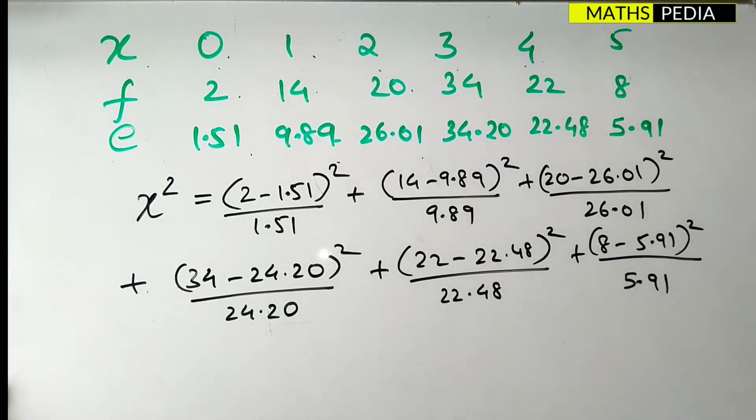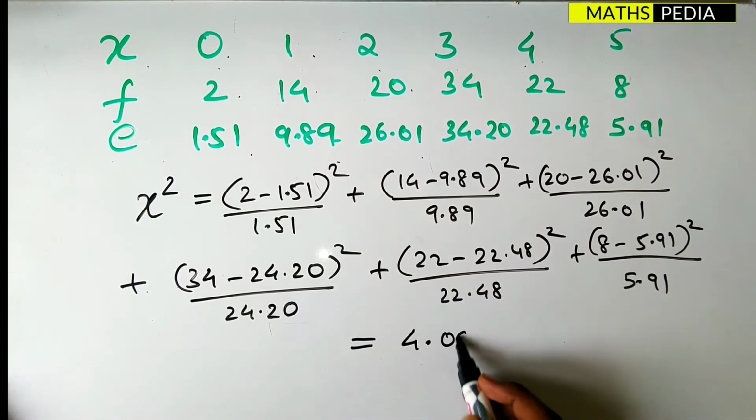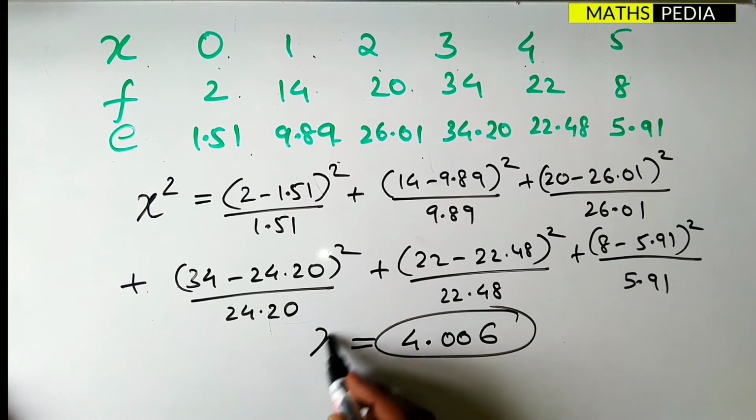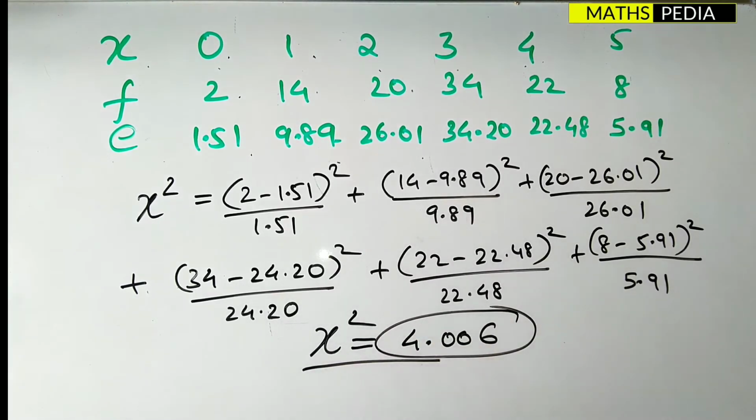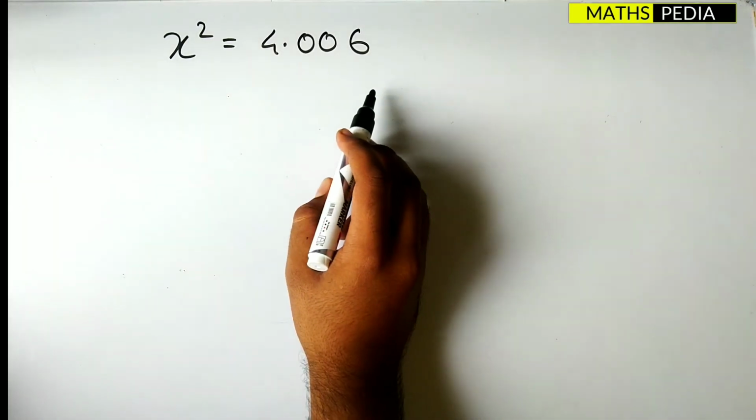As you calculate all these things, you will get the chi-square value as 4.006. So this will be the chi-square value. Now we need to test the hypothesis. Therefore, we have to find out the chi-square critical value. Let us go and find out. So the chi-square value we have is 4.006.